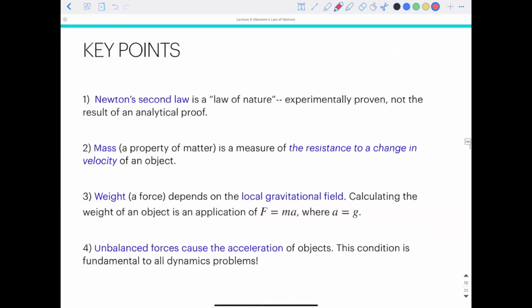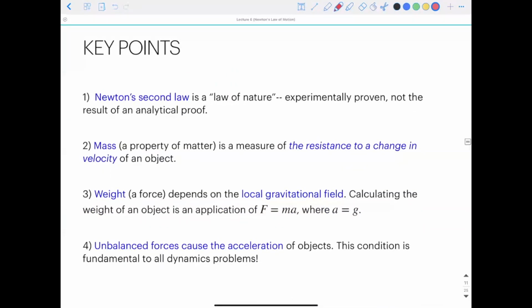So let's recap quickly, and then we can look at an example. So number 1, Newton's second law is a law of nature. It's experimentally proven, but it's not an actual result of an analytical proof. So we have yet to find an experiment that disproves Newton's second law for the realm of problems where Newton's law applies. It is still the best tool that we have to solve these types of problems.